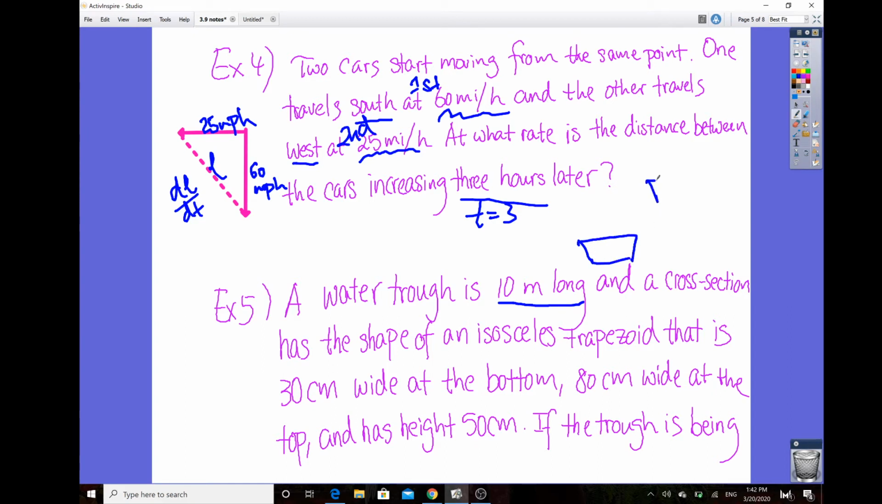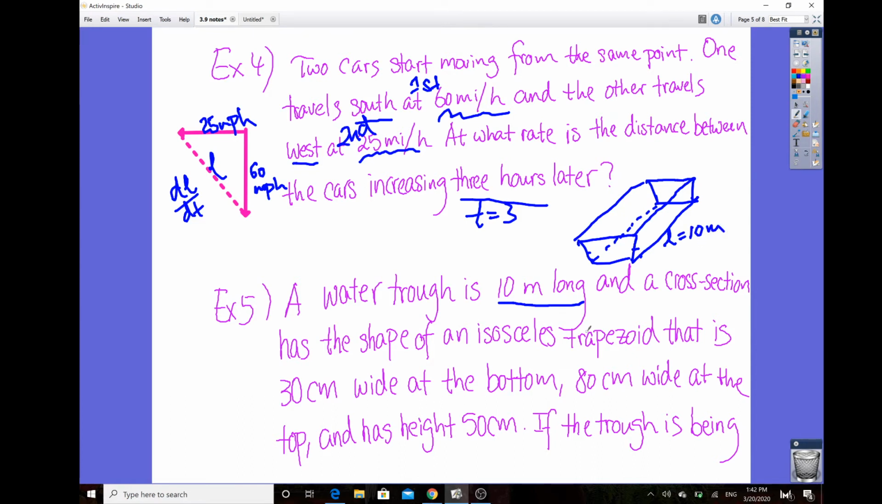And try to connect the bottom part, and then the top, then the bottom. Okay, so that's the water trough, and the cross-section right here. We know that it's an isosceles trapezoid, which means the two sides have to be congruent. Congruent means they're equal, same shape, same distance. So 10 meters long means L is 10 meters.